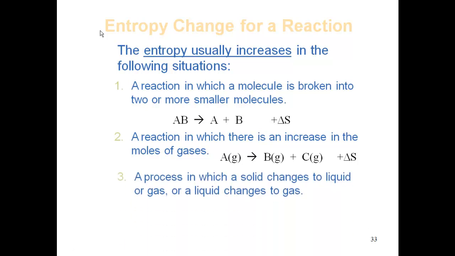We're also going to talk about changes in state. A process in which a solid changes to a liquid or gas, or a liquid changes to a gas, is an increase in disorder. So I have a solid and it breaks up into a liquid or gas or a combination. That's an increase in disorder. A liquid changing to a gas is also an increase in disorder. These are all examples of increases in disorder. So I can look at the reaction and decide what's happening to my disorder to see if I'm going to have a positive delta S or a negative delta S.